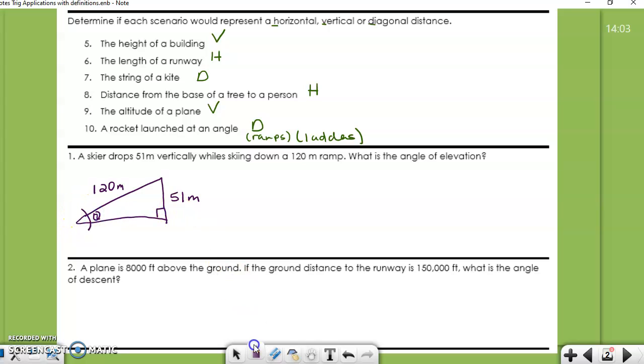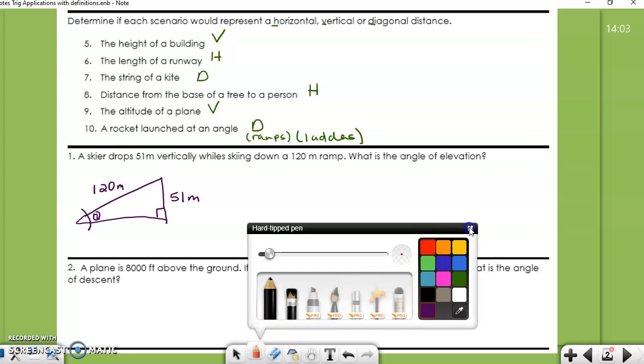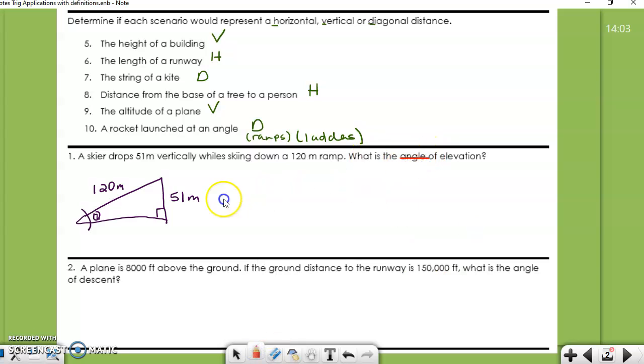Back to our last lesson, finding an angle, I'm going to use inverse. I have my opposite and my hypotenuse, so I'm doing sine, and I'm using inverse sine for an angle measure. I'm going to have my opposite 51 over my 120. There's my trig ratio. That's going to equal my theta. So when I put this in the calculator, I end up with theta equals 25.2 degrees. That is my angle of elevation.